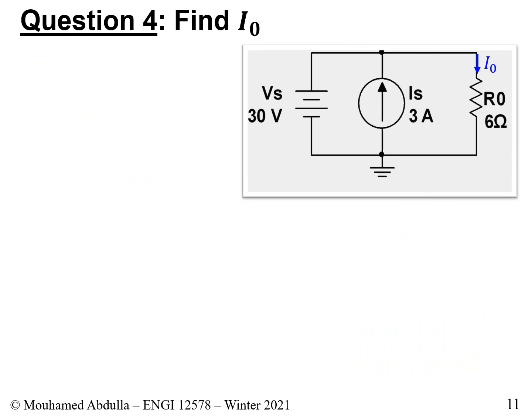Question number 4, we are given the following circuit. If you notice this circuit, we have two sources. We have a voltage source and we have a current source. And we're asking in the question to find I0. So I0 is the current that goes into resistor R0, which is 6 ohms.